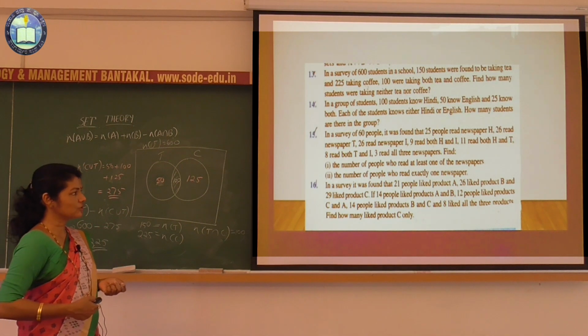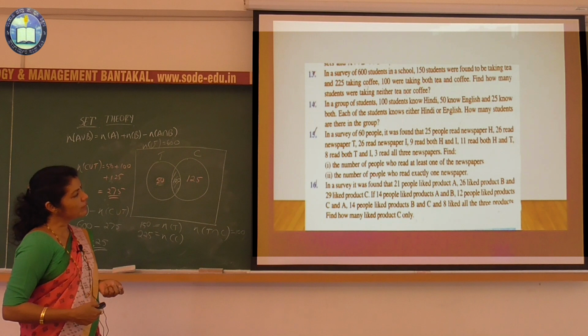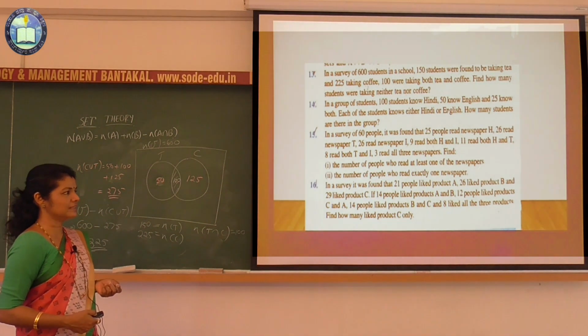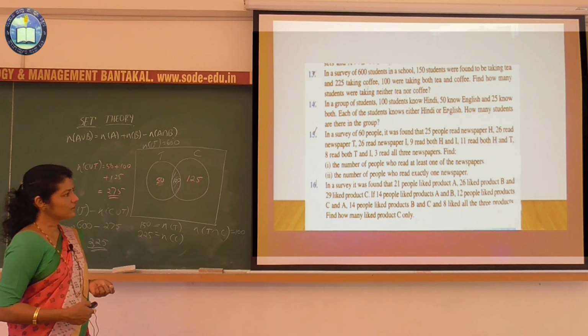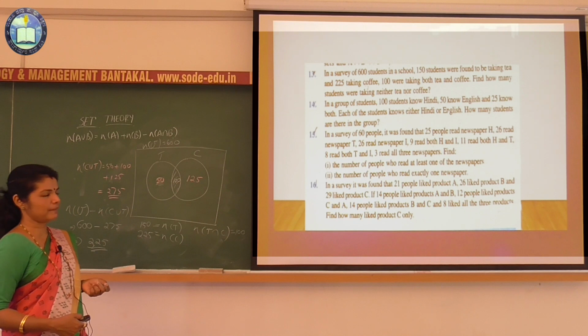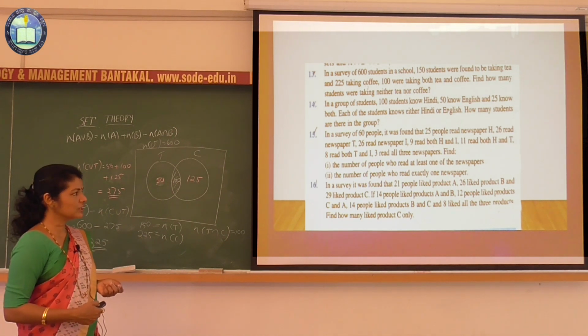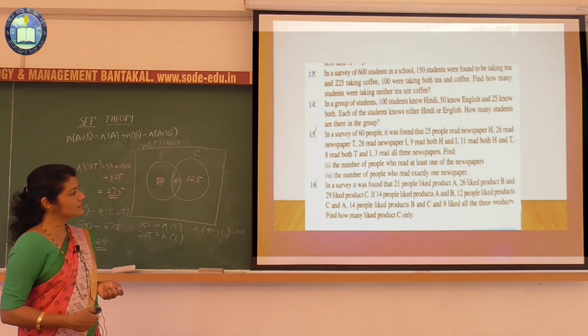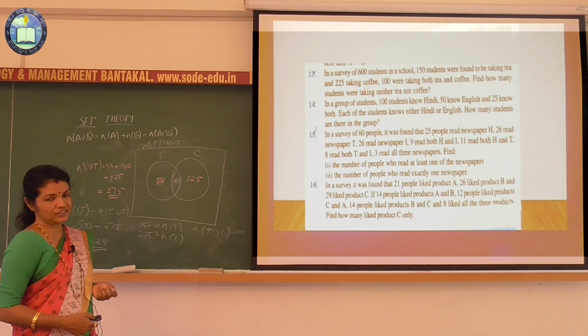Find, 2 questions are there. First one, the number of people who read at least one of the newspapers. Second question, the number of people who read exactly one newspaper.